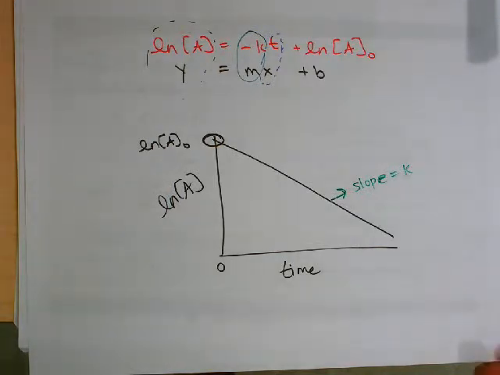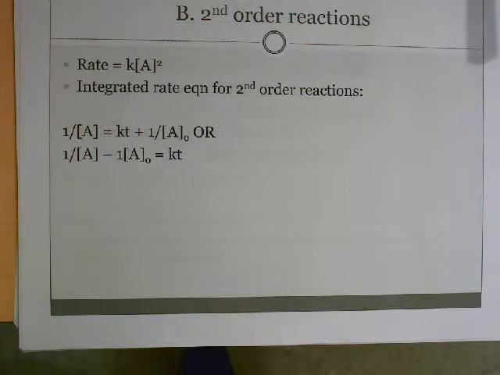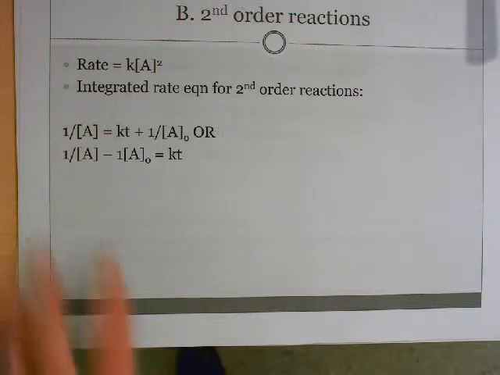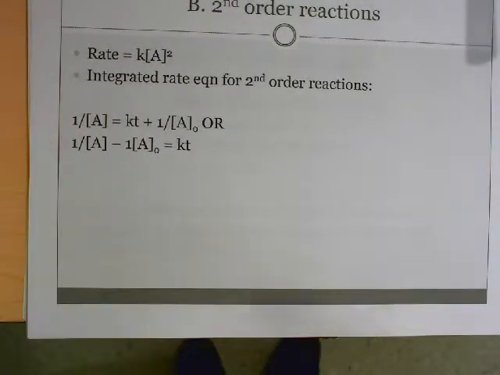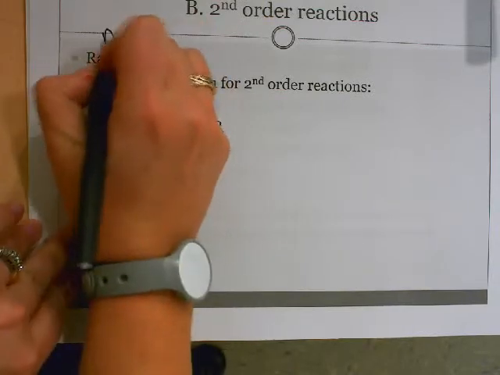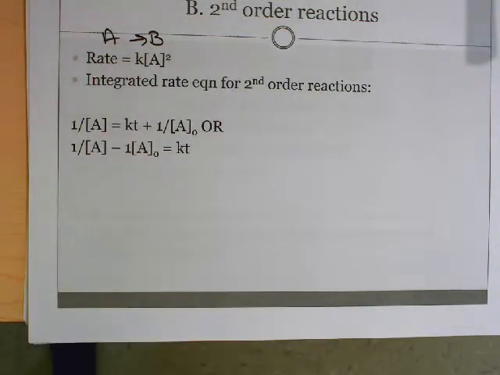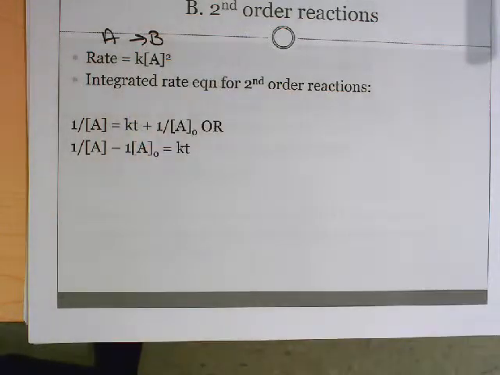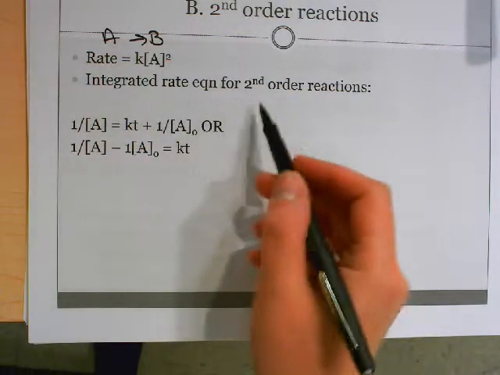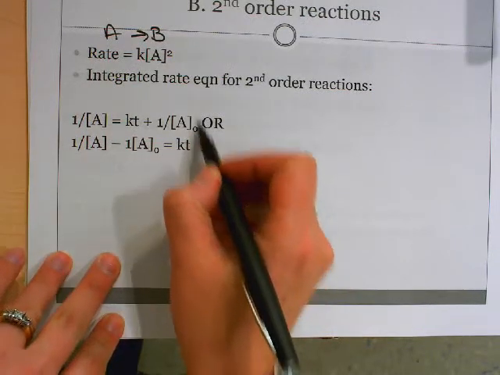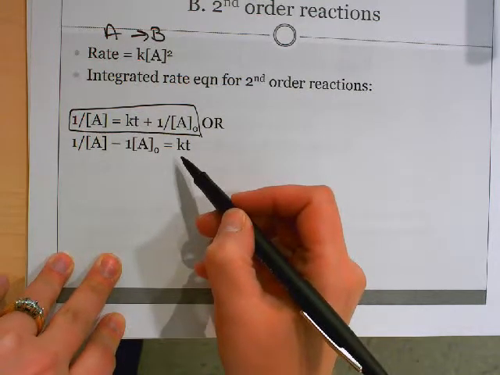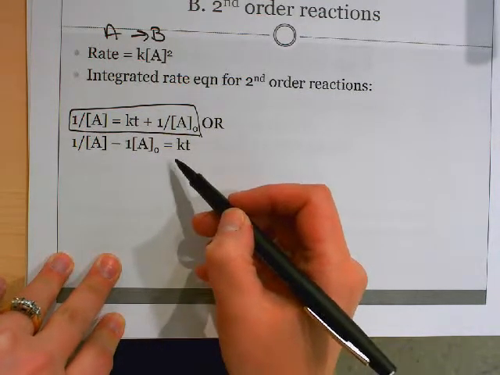Since that's only true for first order, we should look to see what happens when it's a second order reaction. So this is a second order reaction for that same reaction. Now I'm saying it's second order in A, so rate equals rate constant times A squared, referring to second order. The integrated rate law for second order reactions is given here. That's the one I prefer. It's the same as this one, it's just rearranged. It's the exact same equation, just two different ways of writing it.